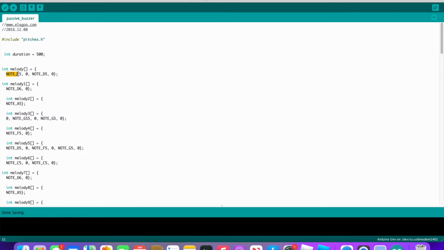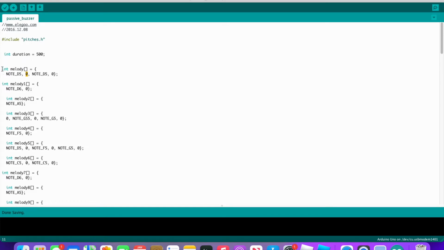So I have note D and then note D. The zeros are like rests. I put them in there because it sounds smoother. Otherwise, it's like a big slur, but that doesn't sound very good, so rests are nice.